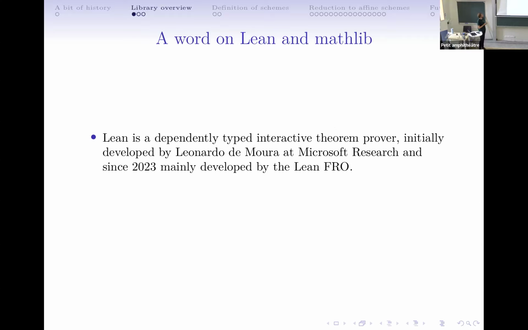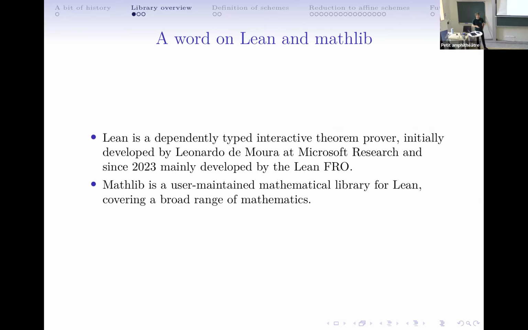Okay, so the obligatory slide, a word on Lean and mathlib. I think by now this is not news to anyone. Lean is a dependent type interactive theorem prover, and mathlib is the library that we've already heard about by Michael before. It's a user-maintained mathematical library, and in particular, we are relying heavily on the fact that we already have a well-developed treatment of topological spaces in mathlib. We are also relying on the fact that we already have a well-developed theory of commutative rings in mathlib that we can use.